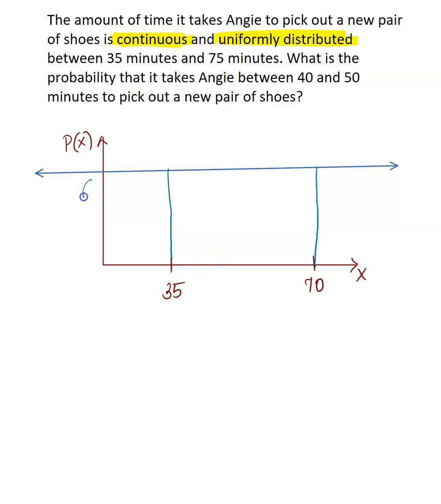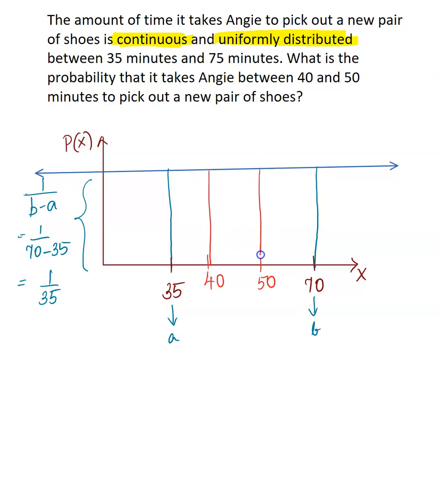So if I wanted to find this height, I have to do 1 over b minus a. And so I know this is a and this is b. So 1 over b minus a will be 1 over 75 minus 35, which is 1 over 40. Now, the question actually goes further and says, what's the probability that it takes Anji between 40, somewhere here, and 50, somewhere here, minutes to pick out a new pair of shoes?